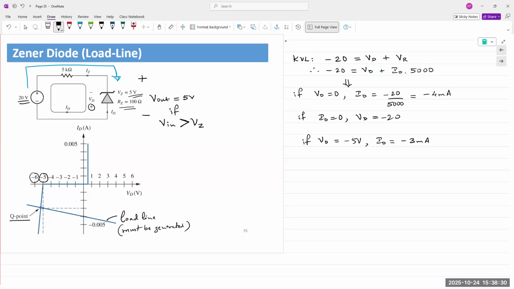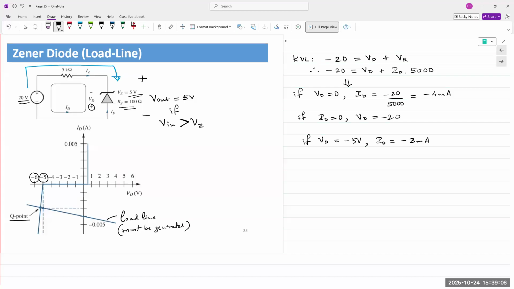What does Q stand for? Quiescent, yeah. Operating point, right? The quiescent point of the circuit, that's the operating point of the circuit. That operating point, like any point, has two coordinates, x and y. That gives us the value of the diode voltage and the diode current at that Q point. So it's labeled as IDQ and VDQ. So the intersection point of the load line and the characteristics.